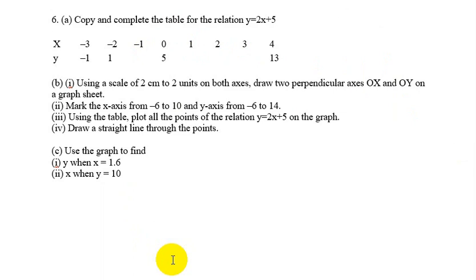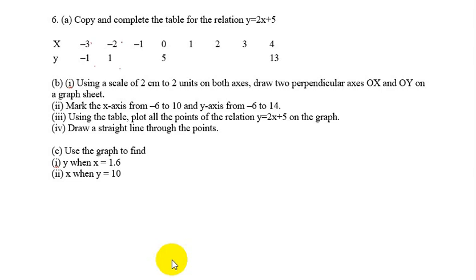Now we are saying: copy and complete the table for the relation y equals 2x plus 5. Then we have to draw on both axes, 2 cm to 2 units. Mark the x-axis from -6 to 10 and the y-axis from -6 to 14, and use the table to plot the points. Then we join them with a straight line. So we have to fill the boxes here.